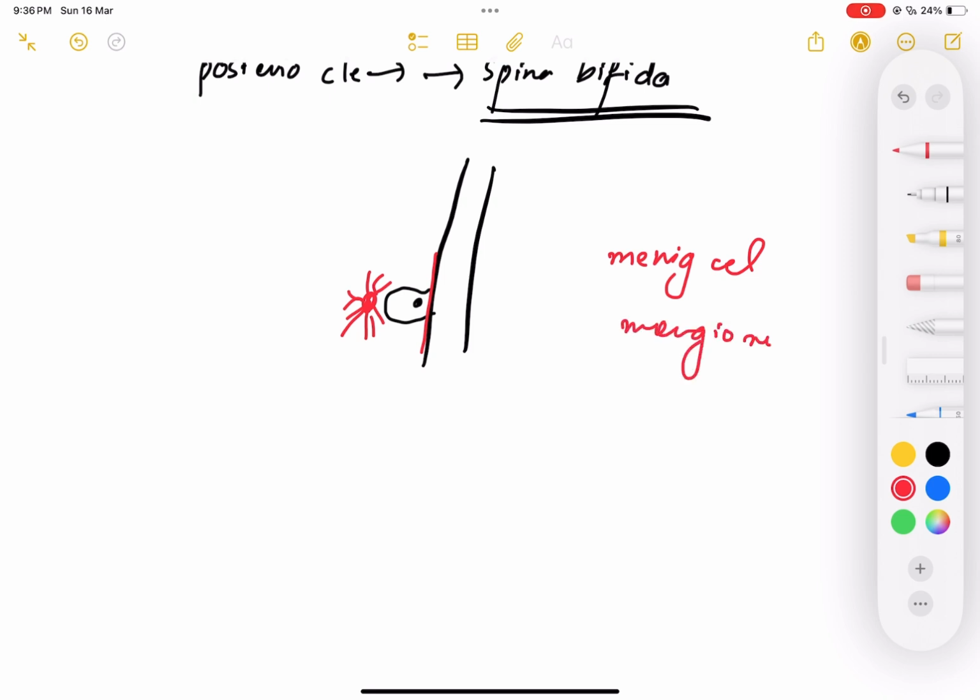The other variants are spina bifida meningocele and meningomyelocele. The idea is really clear. In meningocele, only the meninges herniate through that small opening due to inappropriate closure. The word meningomyelocele, where myelo refers to the spinal cord, means that in this variant of spina bifida you have herniation of both the meninges and the spinal cord, which is the severe form of spina bifida.